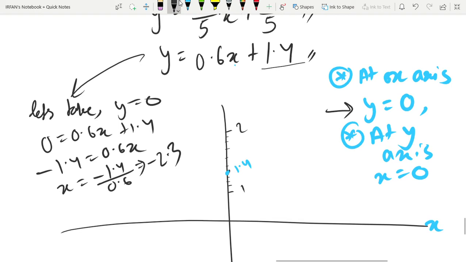So we know that whatever our graph is, it should cross 1.4, and let me label this. If this is 1, this is 2, this is 3, then 2.1, 2.2. Let's give this a name. It should cross through minus 2.3.